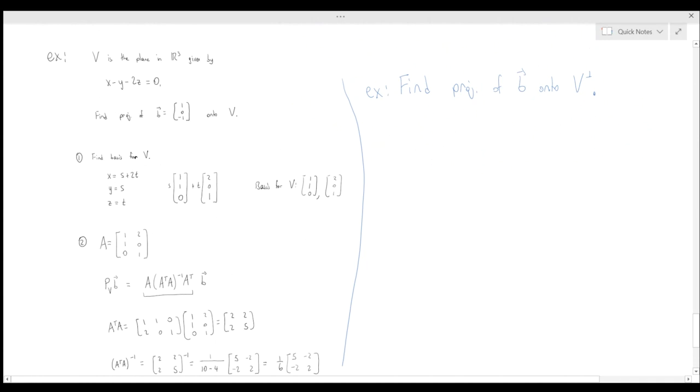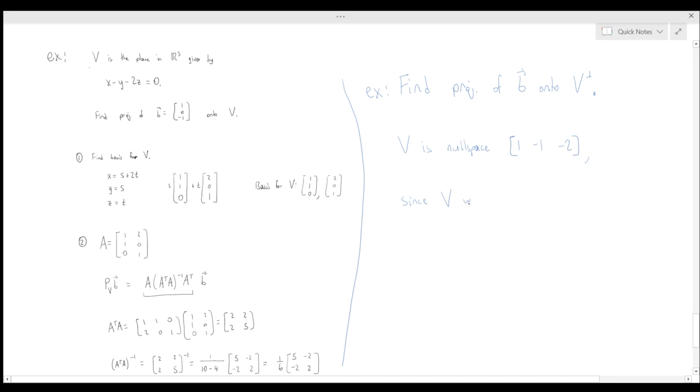All right, so I'm going to follow the same procedure for all of this. First, the orthogonal complement of V, all right? Well, so the plane V was the solutions to this equation. So in other words, we can say that V was the null space of the matrix 1, -1, -2. Okay.